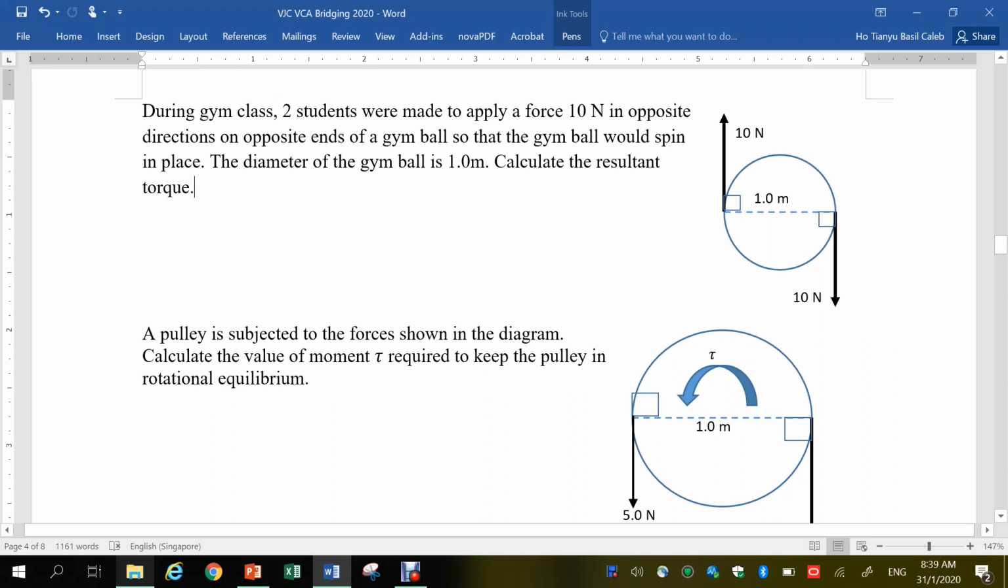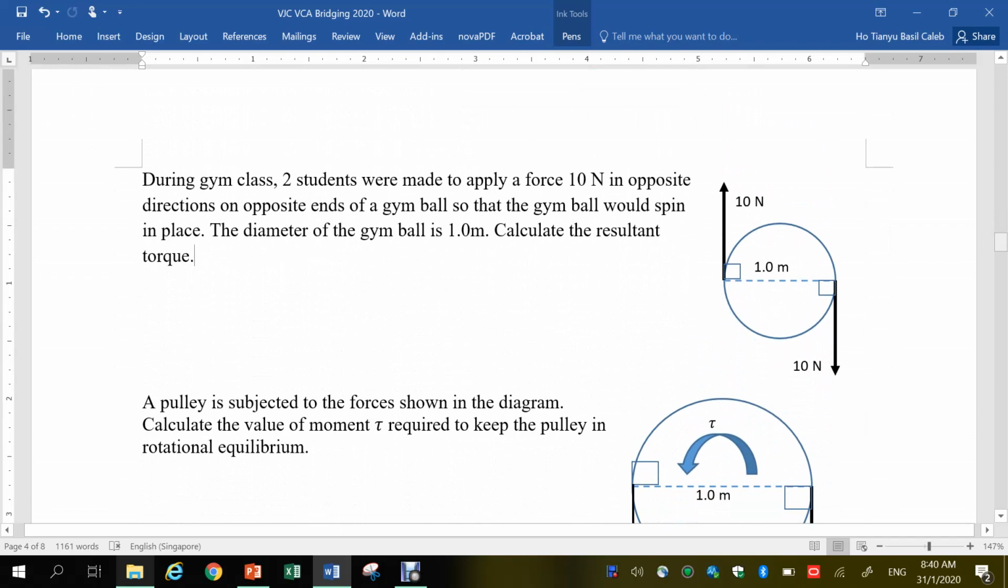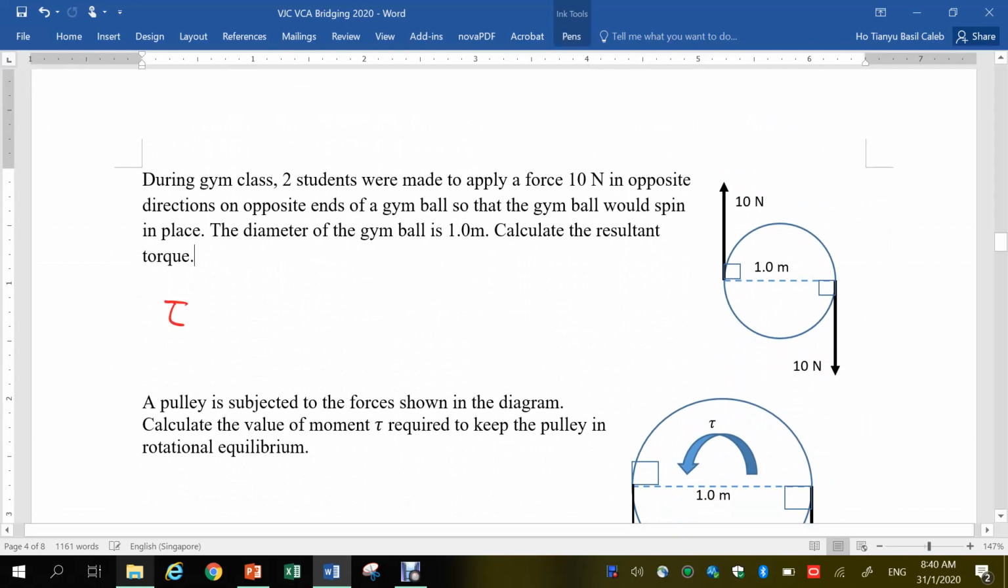We have a force of 10 newton and a force of 10 newton. This is a couple. The perpendicular distance between them is 1. If we look at the equation in the diagram example above, the moment is simply tau equals one of the forces multiplied by the perpendicular distance. This is just 10 times 1, 10 newton meter.